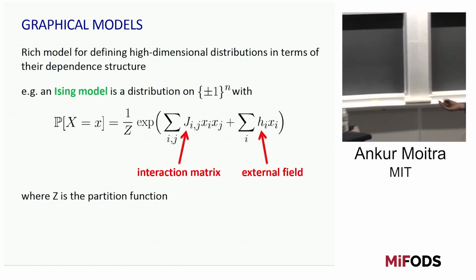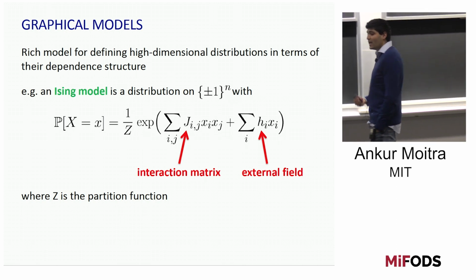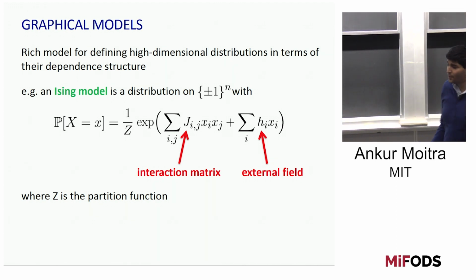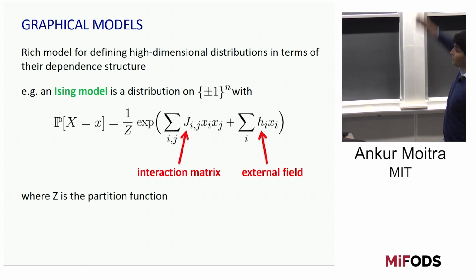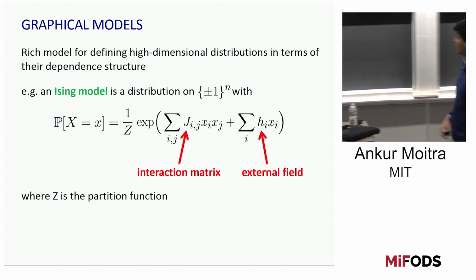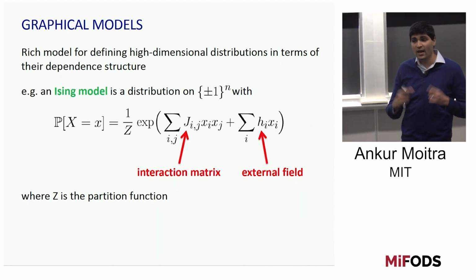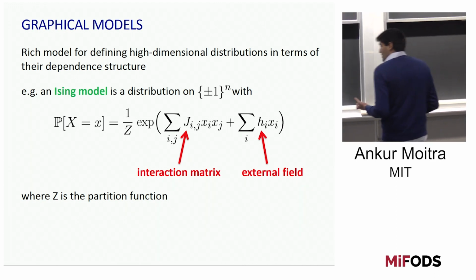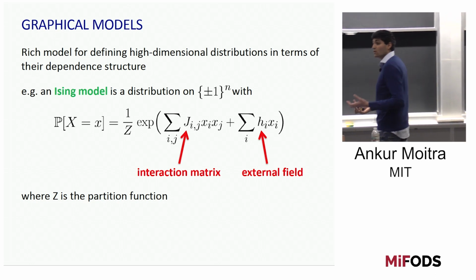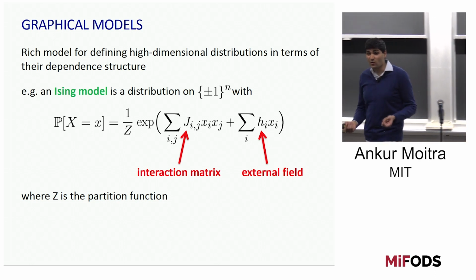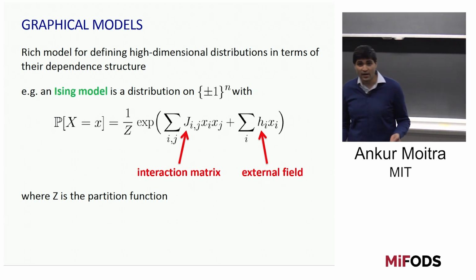It's an exponential of something that's like a negative energy. The way to think about it is that there's a quadratic term, which is the quadratic form of this vector of x's on this matrix J, and a linear part, which is the inner product between this vector of x's and h. The interpretation is that this vector of h's are the external fields at each one of the nodes, which means they set their bias. How likely is each one to be plus 1 or minus 1?